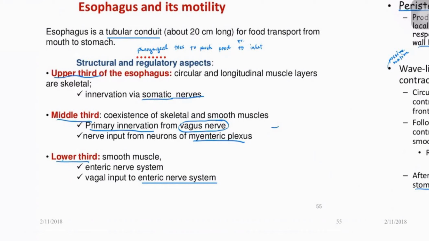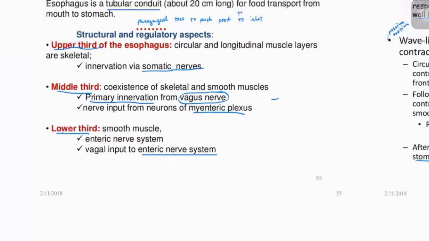Middle third, coexistence of skeletal and smooth muscle. Primary innervation is your vagus nerve. Take note, upper third, skeletal, somatic nerve. Middle third, coexistence of skeletal and smooth muscle. Primary innervation is your vagus nerve, and nerve input from the neurons of your myenteric plexus. Now, we have your lower third, your smooth muscle, your enteric nervous system, and the vagal input of your enteric nervous system. So, the lower third is smooth muscle.